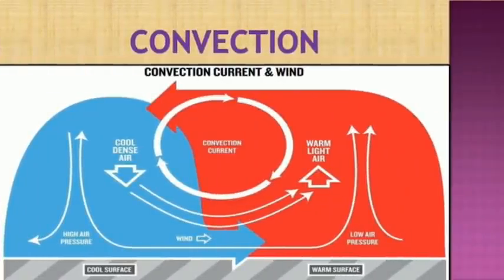The other example taken up is the formation of wind by convection current. The warm air above the warm land, being lighter, rises up, and the cool air from the surrounding takes up the space left by the hot air, leading to formation of convection current and the formation of winds thereby.